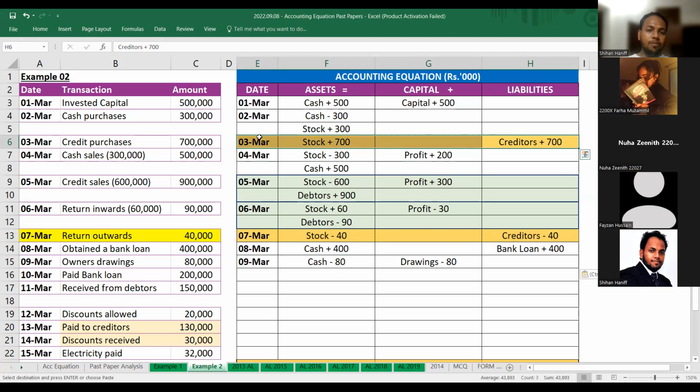So when we are sending back to the supplier, stock will reduce because we are giving the stock. Stock will reduce. And the amount payable to the supplier, amount payable to the creditor will reduce because we have returned. Okay. That is why stock minus, creditor minus. Is it clear?